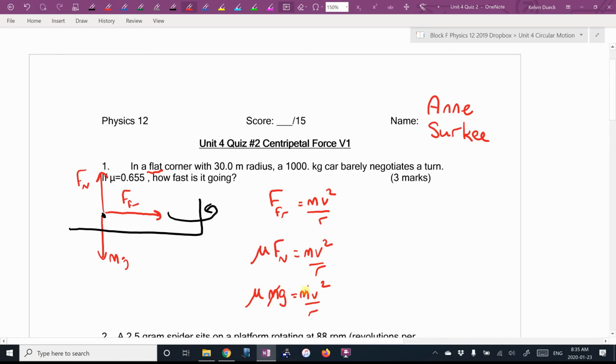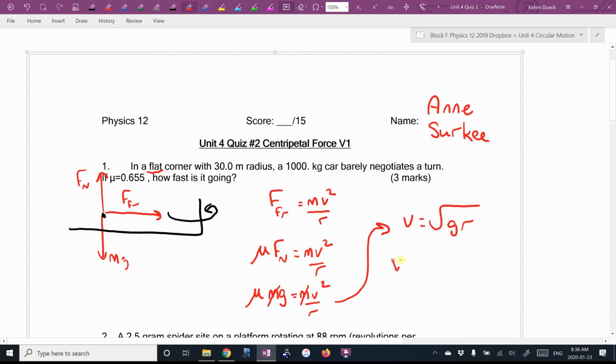I noticed conveniently the m's cancel, and now I have mu, g, v, and r. As far as I'm concerned, I can give you any three of those and you find the fourth. I could even put you on a foreign planet and ask you to find what g is on the foreign planet, just for giggles. But we can handle it, no problem. Here they want the v by itself, so v equals the square root of mu g r.